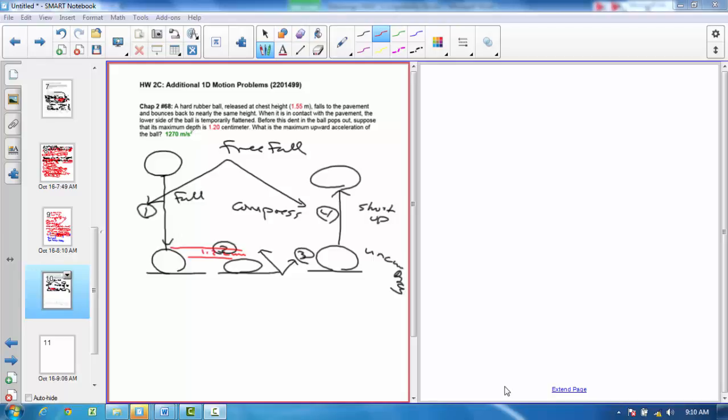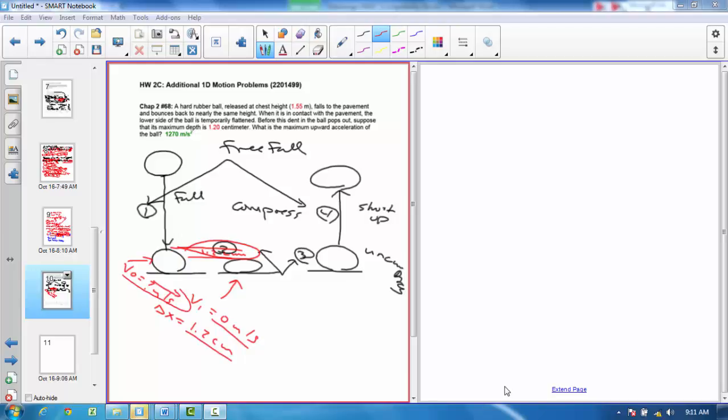So essentially, we've got a ball that's falling, and at this point, it's reached some sort of maximum speed, right? We've got some sort of velocity right here. Let's call that the initial velocity of the ball, just as it hits the ground. And that velocity is going to go down to 0, right, when it comes to a stop. And it comes to a stop over that distance. My delta x is 1.2 centimeters. So I know my final velocity is 0. I know my distance over which I stopped is 1.2 centimeters.